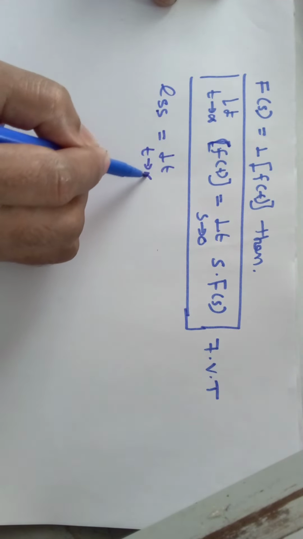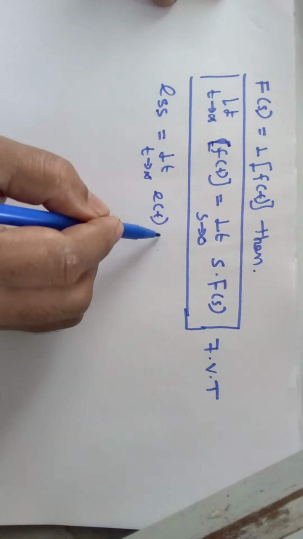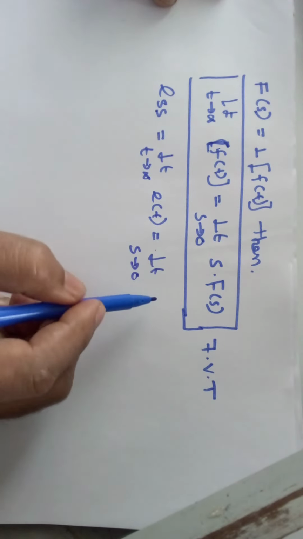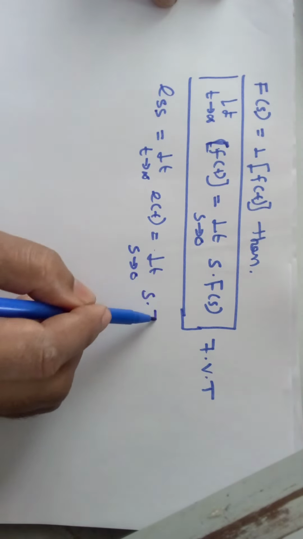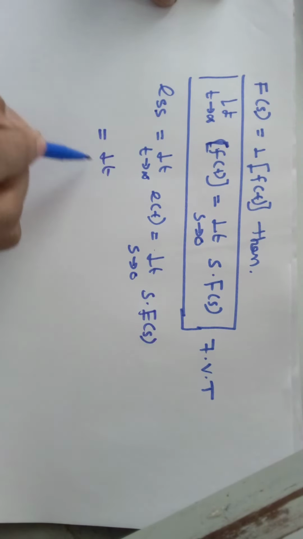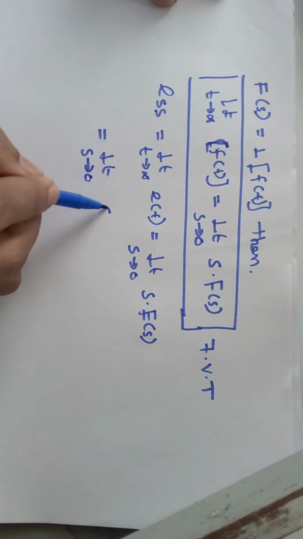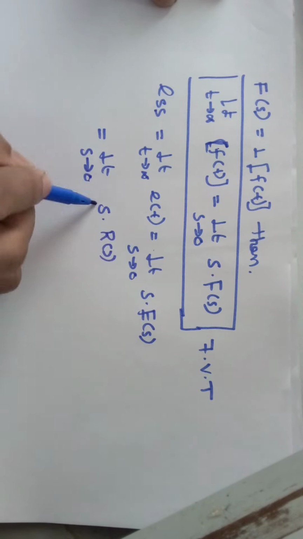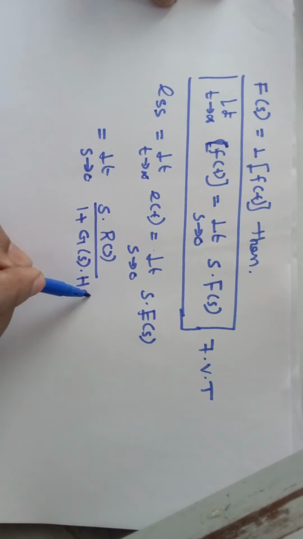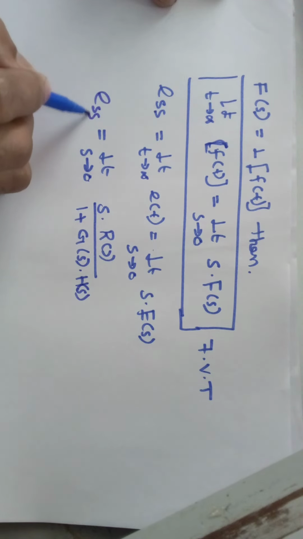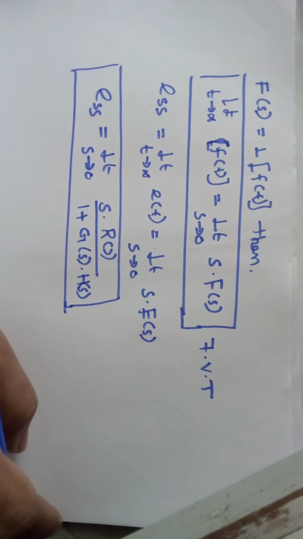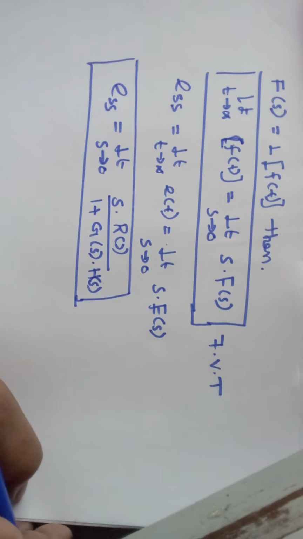So using this final value theorem, we can find the steady state error ess equal to limit t tends to infinity e(t), which is equal to limit s tends to 0 s into E(s). Or we can write this as limit s tends to 0 s into R(s) by 1 plus G(s) into H(s). This is your steady state error ess. So using the final value theorem of Laplace transform, we can find the steady state error.